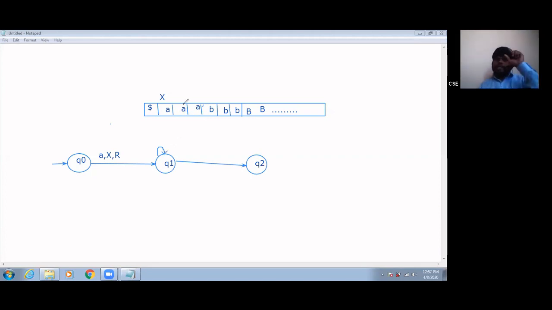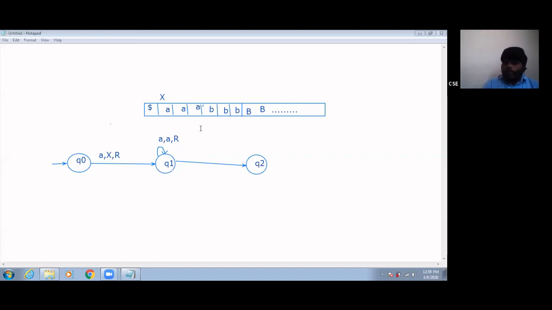What is the loop I can put here? On this A, A comma A, I am not changing A at all. I am keeping A only, and I am moving right-hand side if any number of A's are encountered. This is my transition.